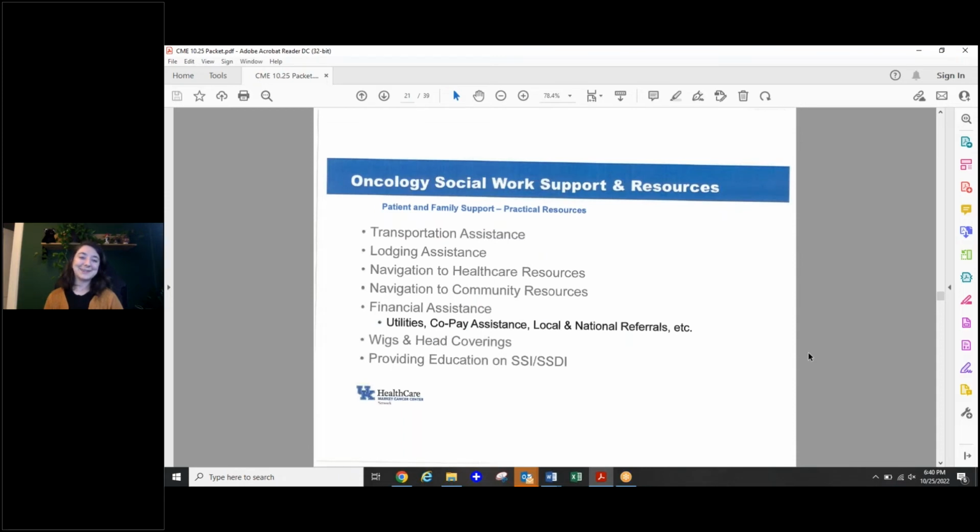So next, looking at the types of social work and navigation. Practically speaking, the types of support that we oftentimes provide for families and patients: transportation assistance, lodging assistance, navigating healthcare resources and community resources, offering financial assistance, whether that be with co-pays, or connecting them with local organizations to help pay utilities, even national organizations.